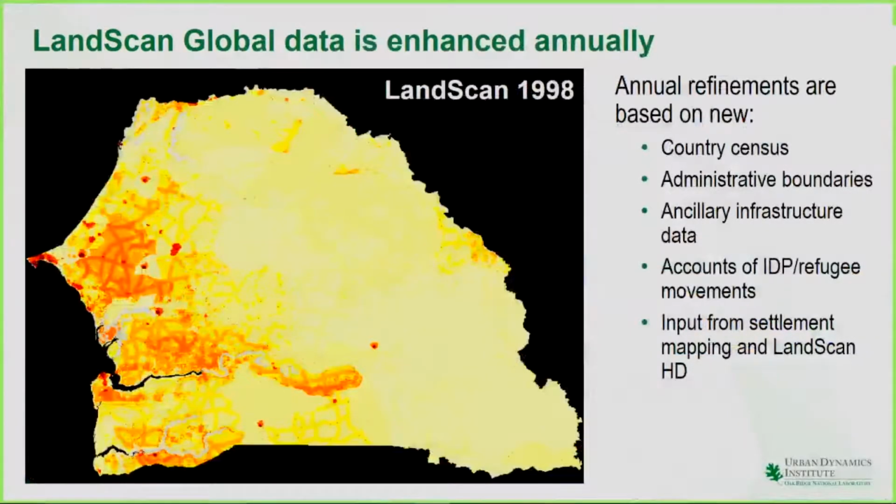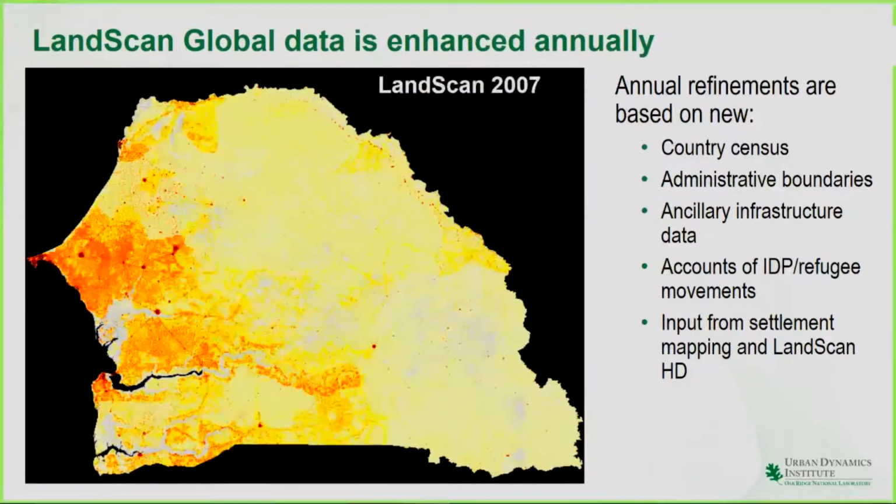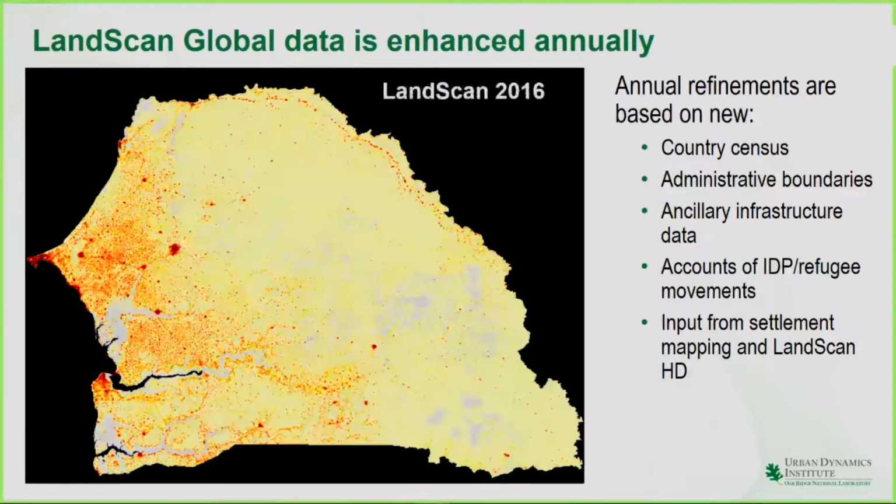So I mentioned that LandScan Global is enhanced annually. Now, the 30 arc-second resolution has been the resolution since the inception over 2 decades ago. But the improvements actually improve the spatial fidelity. So while the 30 arc-second resolution is what we always produce, you can see over the course of each year that we go through, new spatial data information, new modeling techniques allow us to improve that spatial fidelity, to really improve where the likelihood of people being located is.